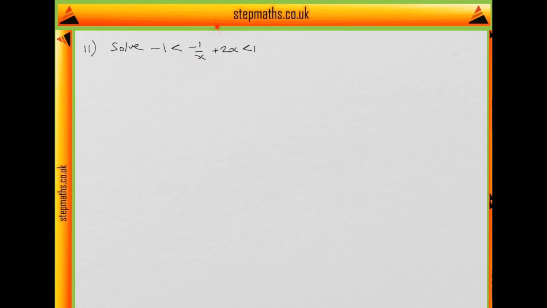Our first thought should be to get rid of this x on the bottom here. We can't do much with that. So we'll multiply through by x to remove it from the denominator. However, what we've got to remember is that we don't actually know if x is positive or negative. So clearly we can't times through by x, because otherwise we won't know if we're going to swap these signs around, because a negative value will reverse the sign.